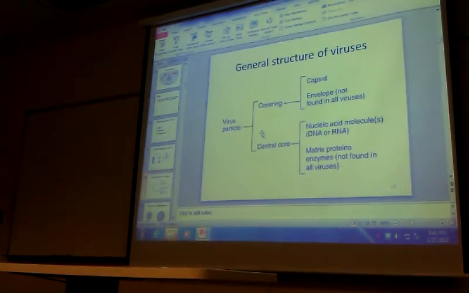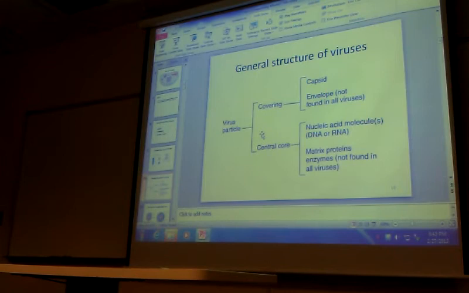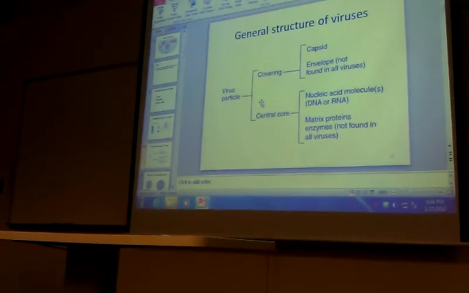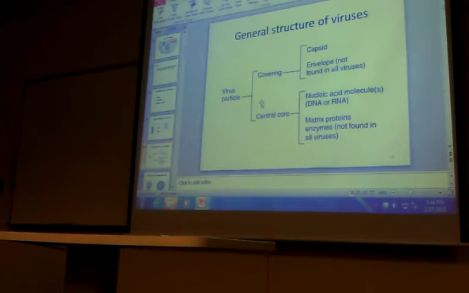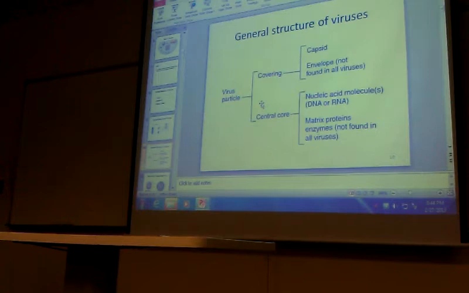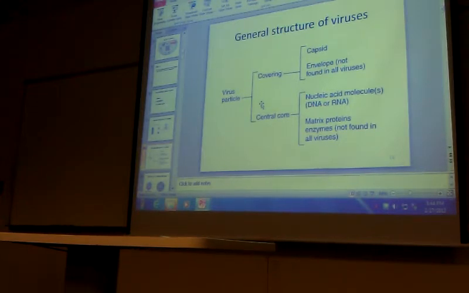A virus is not as complicated as bacteria. Basically, you have a covering and a central core. The central core is genetic material. Some viruses carry a few proteins and enzymes in there, but not all viruses carry them. But the genetic material is always in there, even though the virus is not a living organism. And all viruses have a protein coat. Some viruses could have an envelope, but not all viruses have an envelope. So that's basically everything, already summarized in there.